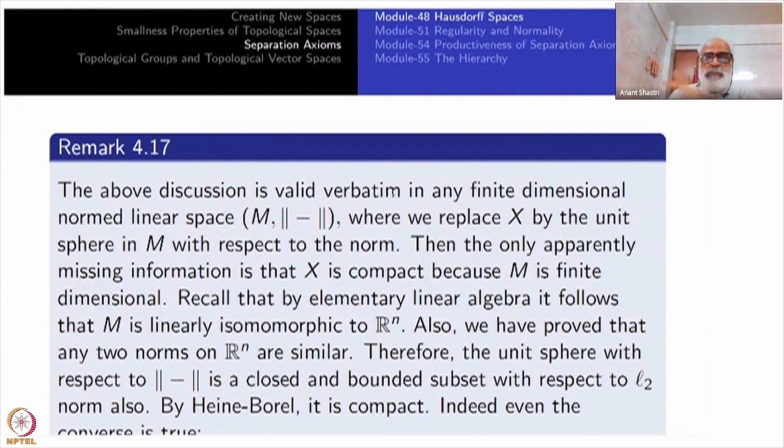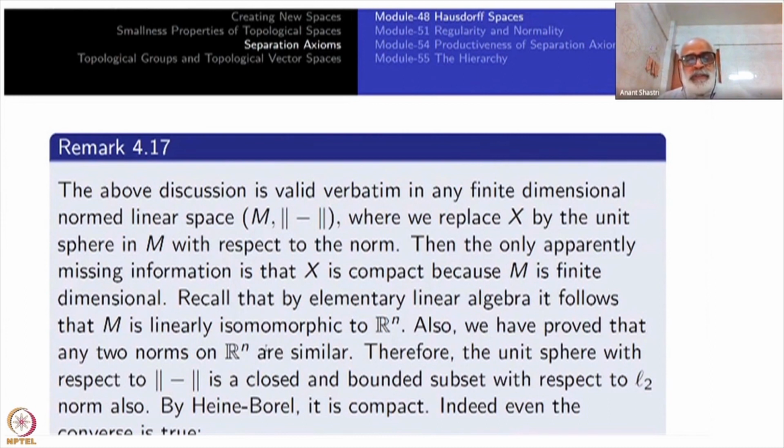So I will complete this argument, we might have already seen this one. First of all, recall that by elementary linear algebra, any finite dimensional linear space is isomorphic to some Rn, where n is the dimension. Also, we have proved that any two norms on Rn are similar. Similarity preserves boundedness and closedness.